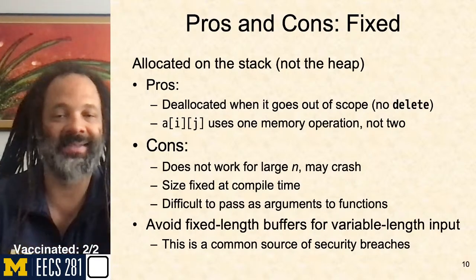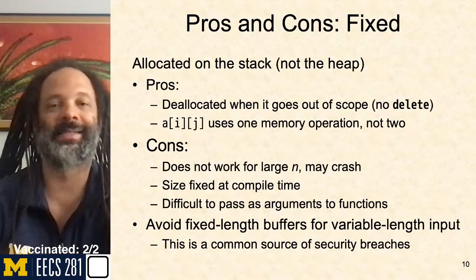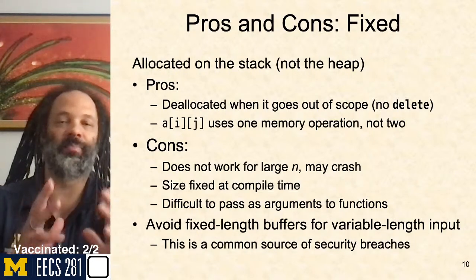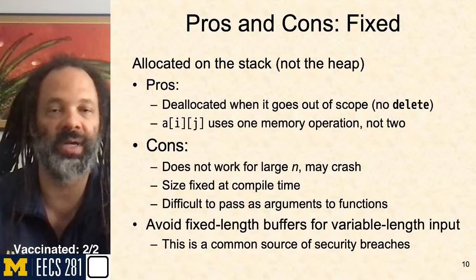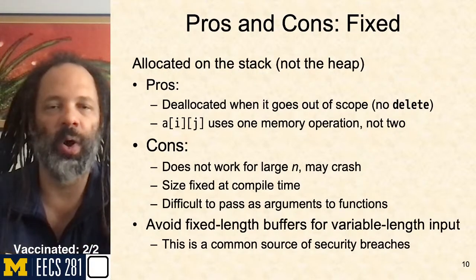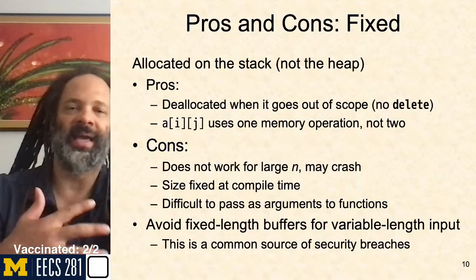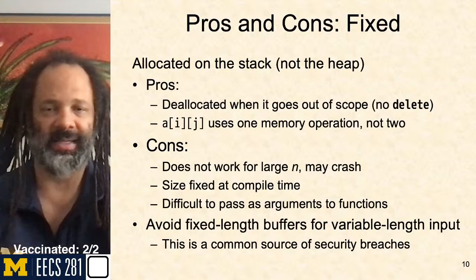It's difficult to pass as an argument to a function because we need to know what that size is. We have to pass in the pointer, which is the base address of this 2D array. And then we also have to pass in a row width. So how many items are in each row so that the memory in the called function can be accessed properly.